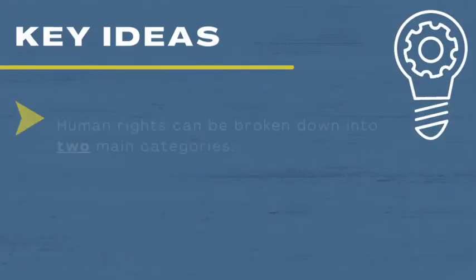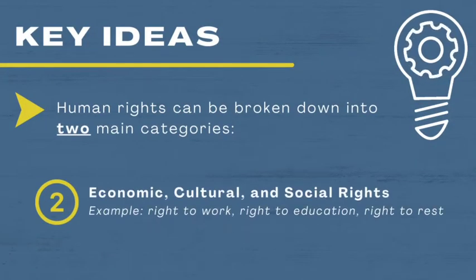The second major category is economic, cultural, and social rights. These are things like the right to work, the right to education, and even things like the right to rest. So altogether, these make up the 30 universal human rights that are outlined in international law.